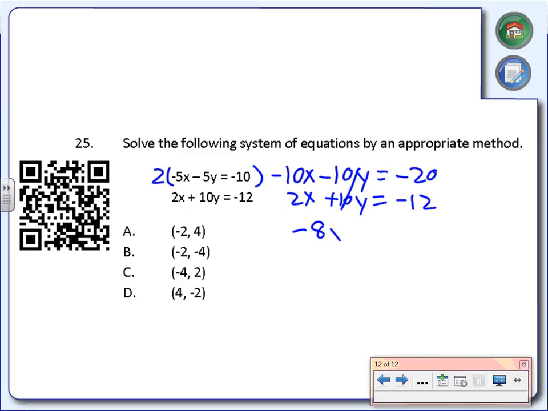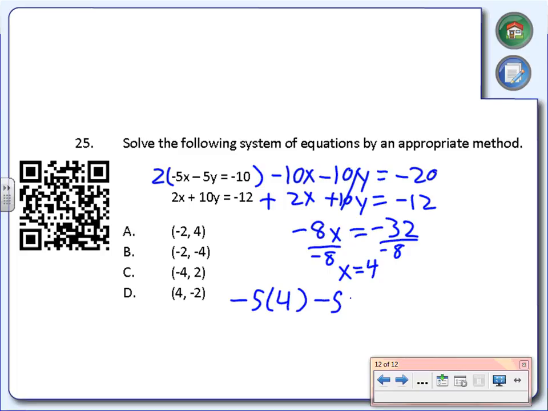And are you adding them or are you subtracting? You're adding. All right, so we're adding the two equations together, which is giving us negative 8x equals negative 32. Divided by negative 8, we end up with x being equal to a positive 4. And if we want to find the y value, we're going to take that 4 and substitute it back in for x. Remember, it doesn't matter which of the equations you use. You can use any of the equations you'd like.